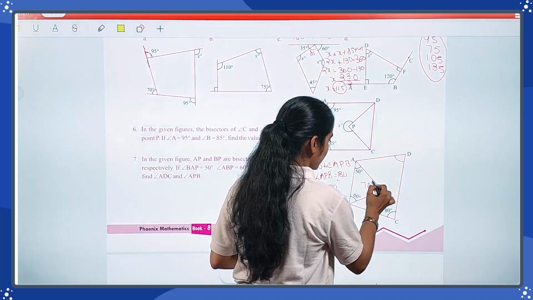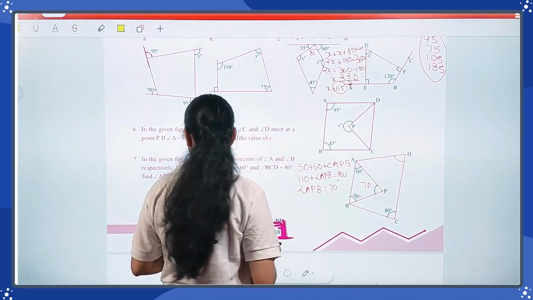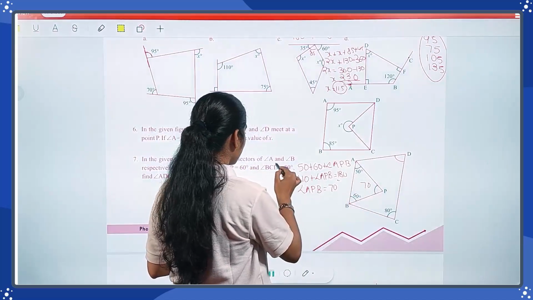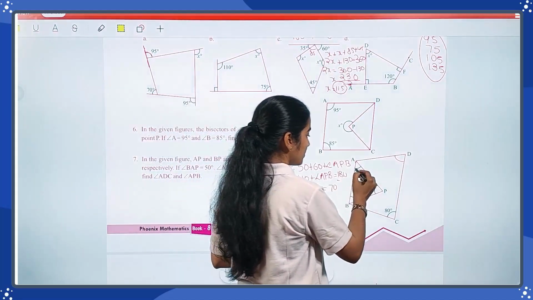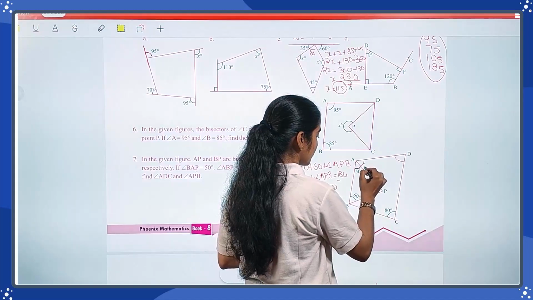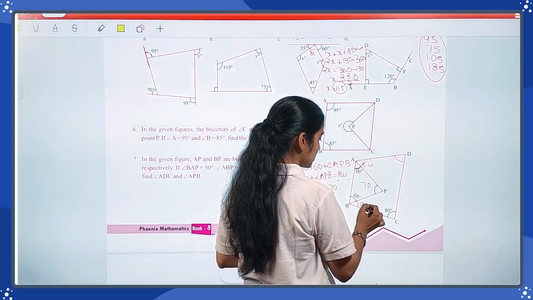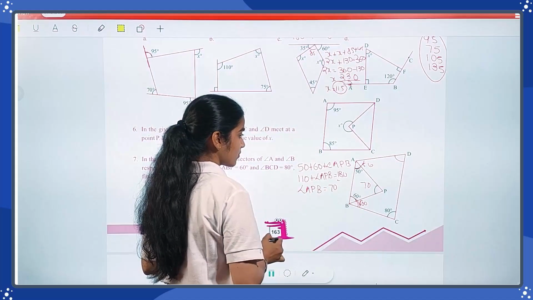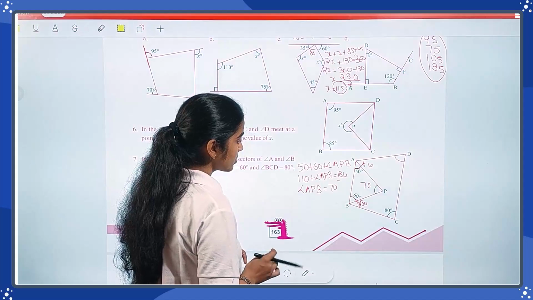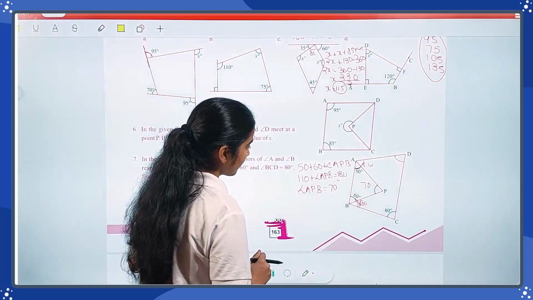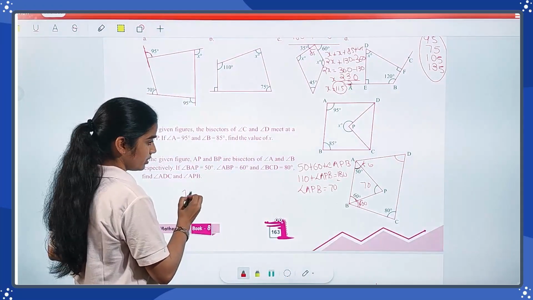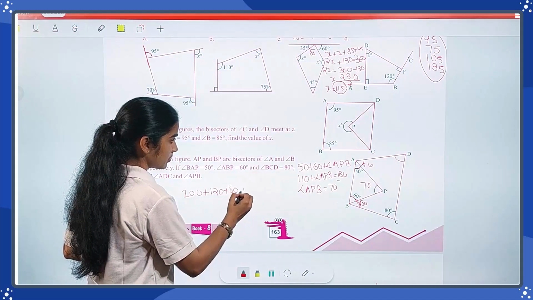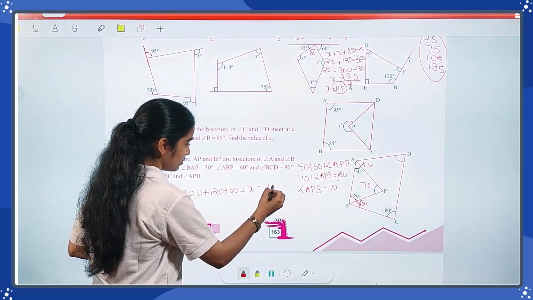This is your angle, 70 degrees, and we already read in the given figure that AP and BP are bisectors of angle A and B. So bisector means if this is 50, this is also 50, and if this is 60, this is also 60. So 120 plus 50 plus 80, 100 plus 120 plus 80 plus x is equal to 360.